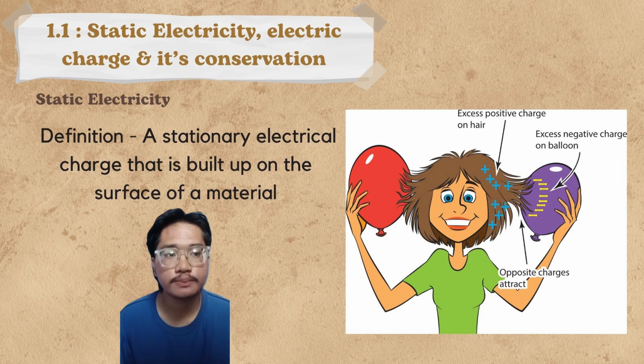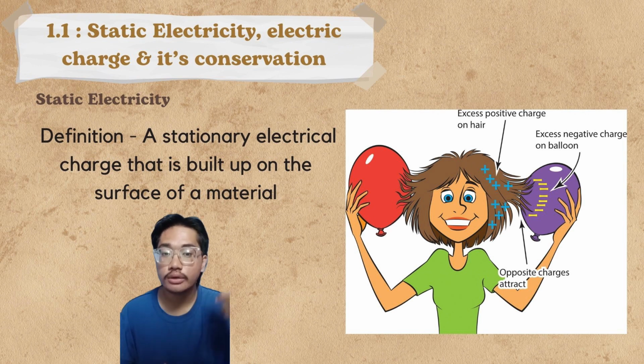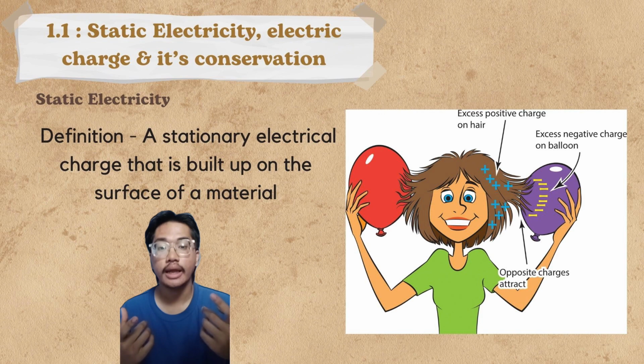The excess positive charge is on the hair and the excess negative charge is on the balloon. So when the positive charge and negative charge come into contact, opposite charges will attract.